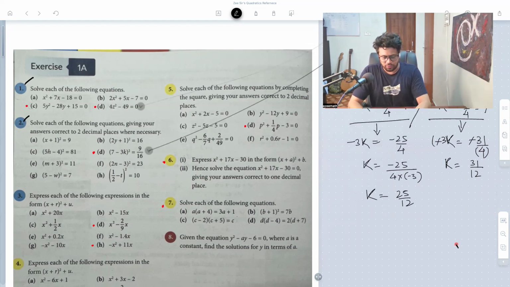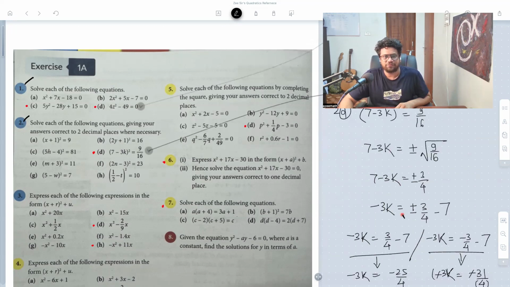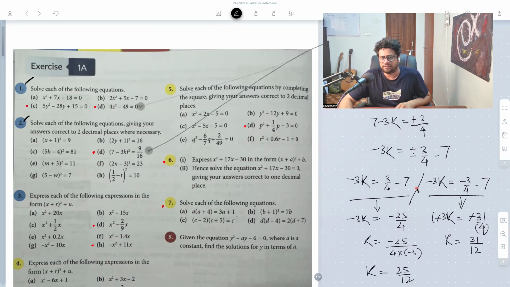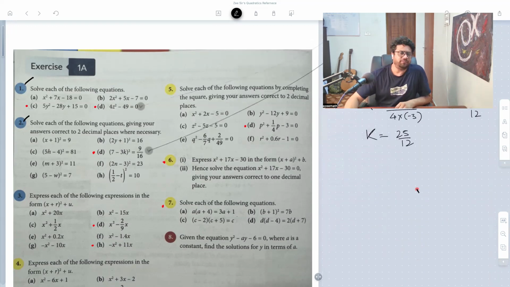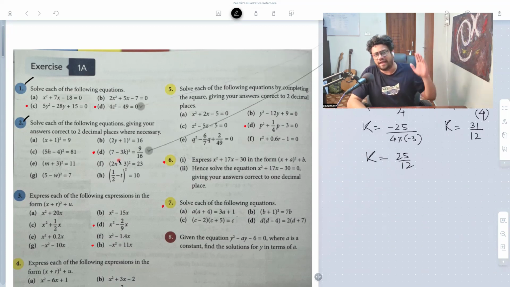So you go 7 minus 3k whole square equals 9 by 16, and 7 minus 3k equals plus minus 3 by 4. That is correct. Minus 3k goes through all of this. Yes, that is correct. Okay, so that was 1-part D. So the idea here is to square root both the sides. If you have a perfect square on the left, you simply square root both the sides.